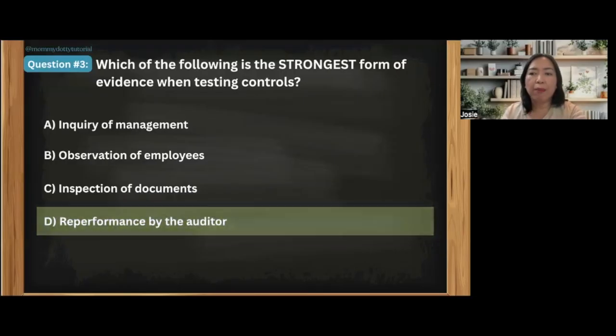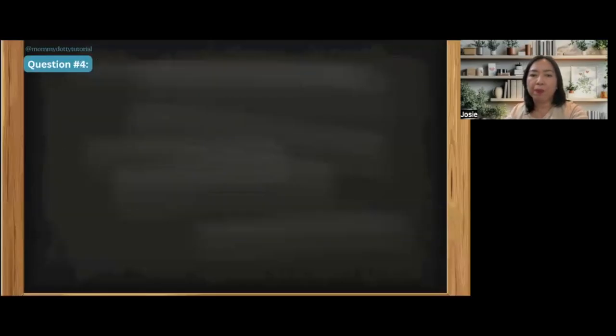Example, redoing a bank reconciliation. It provides direct evidence that the control works. So the inquiry is the weakest as it relies on verbal claims. Now let's go to question number 4.